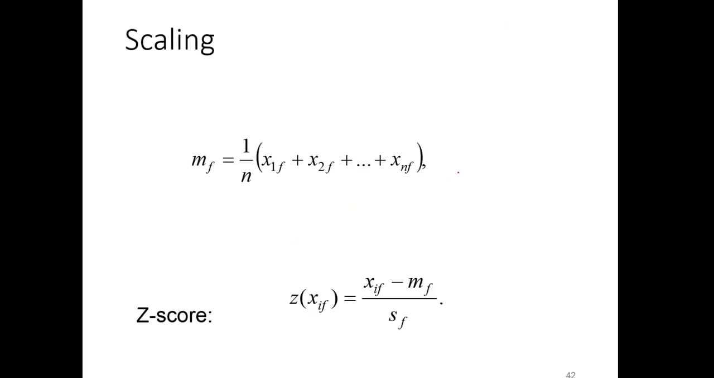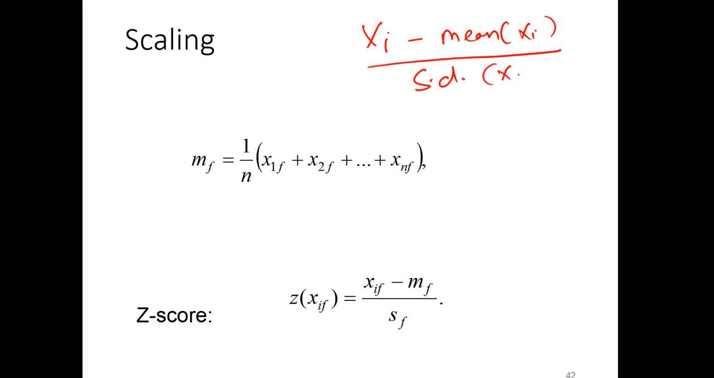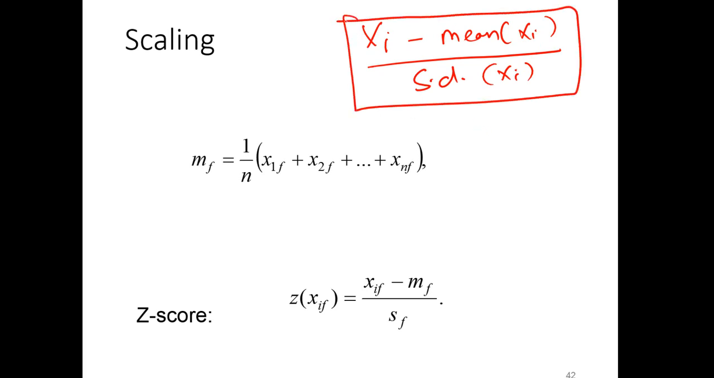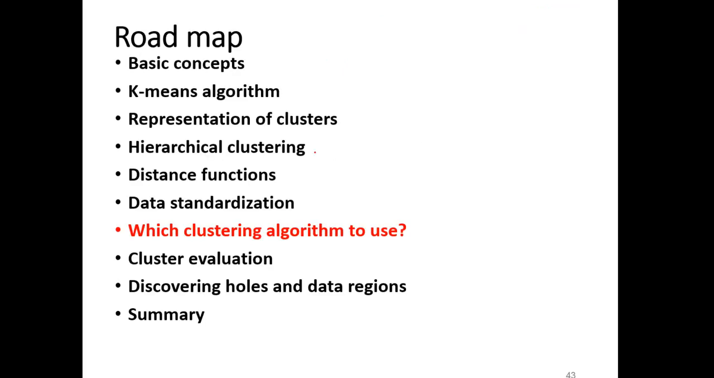Alright, so how do we do that? The popular one is to take out the mean and divide by the standard deviation. If the data is, let's say, xi, you subtract the mean of xi and divide it by the standard deviation of xi. That's the way you calculate the scaled values of your observations.